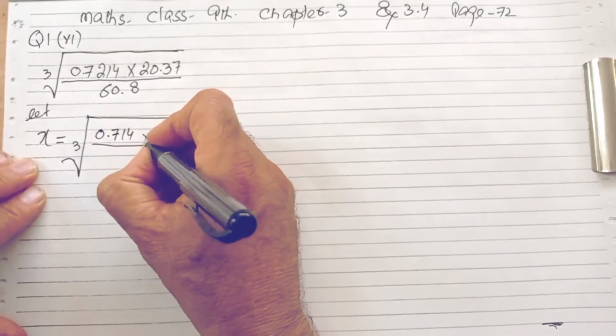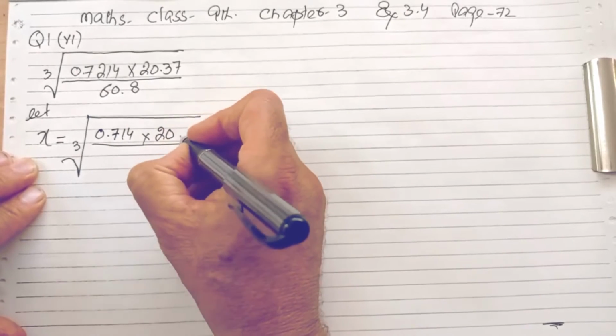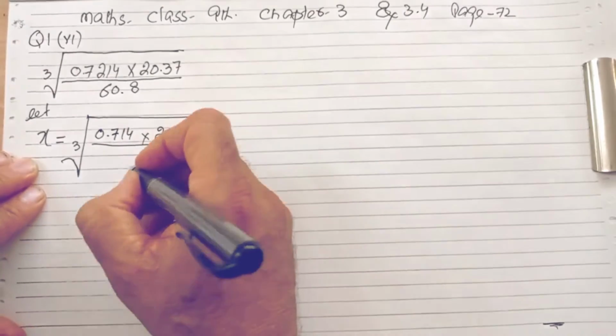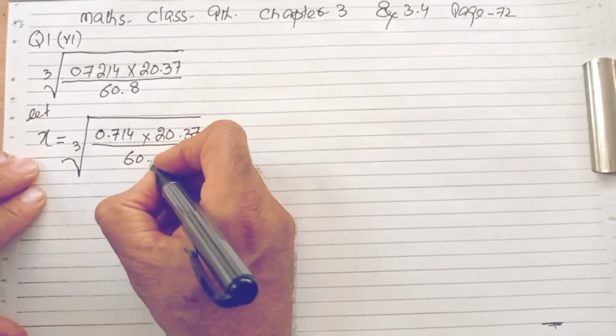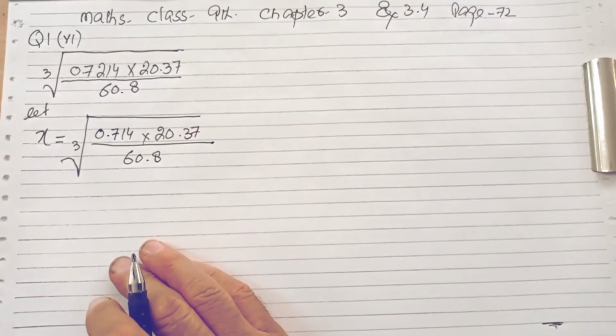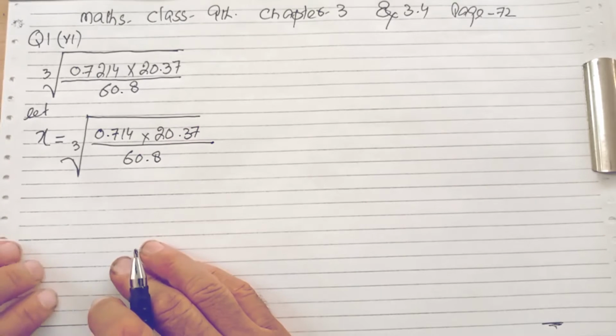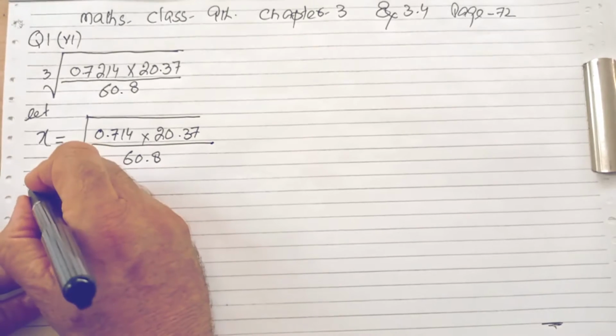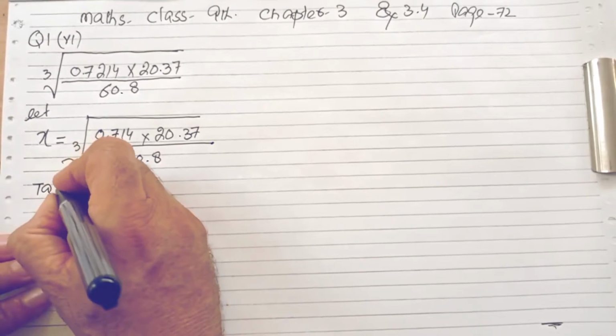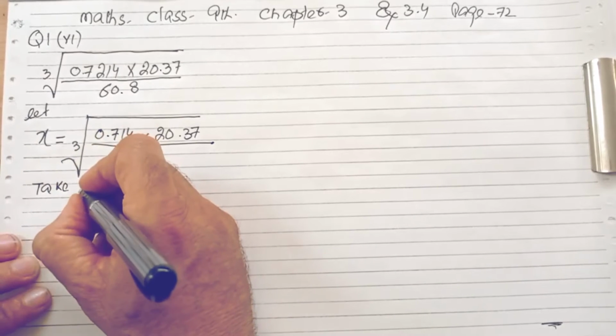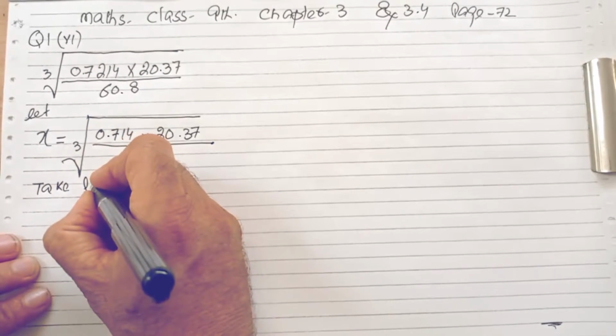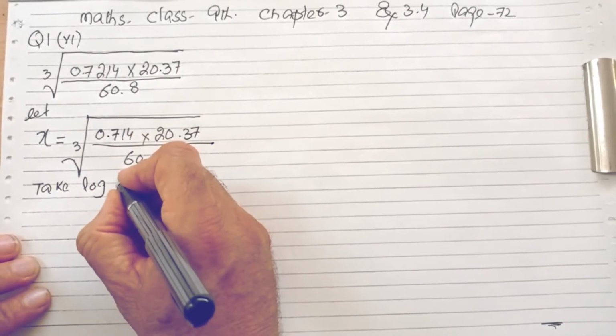0.714, 20.37, 60.8. Now these are log questions, so take log on both sides.